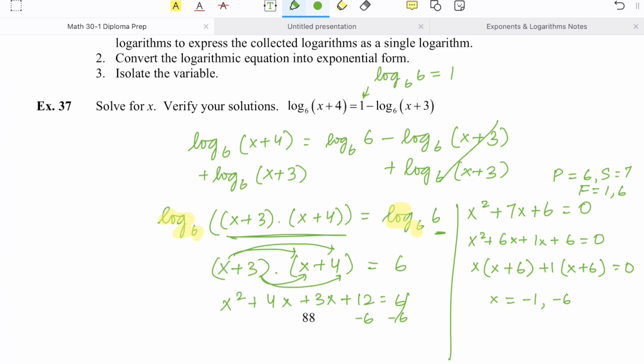Now, remember, always check for extraneous values. Our log argument can never be negative, right? So in this case, when I have negatives, I'm concerned about the safety of my logs. If I put -1 over here, it would work because it'll be +3. -1 over here would give me +2, so it's fine. But if I put -6 in both of them, I'm going to get -3 and -2, which is not fine. So this is going to be my extraneous root. Remember, for these questions, always check for this, okay?